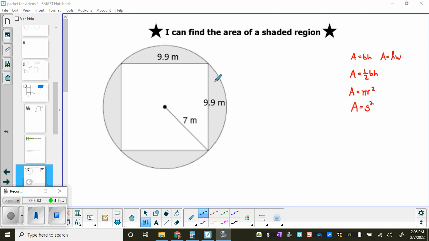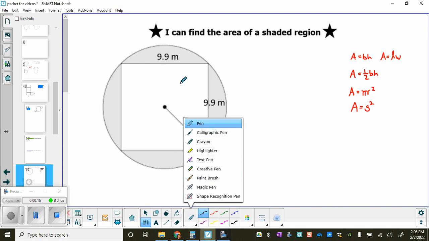Hey, so in this video, we're getting ready to find the area of some shaded regions. Now in this picture right here, you can see I have a big, huge circle, and then inside of it is a square. And when I'm talking about the shaded region, I'm talking about the gray part here that you can see.